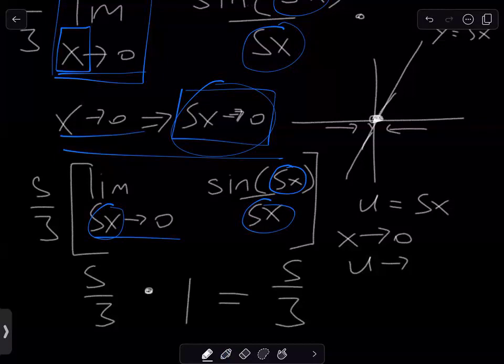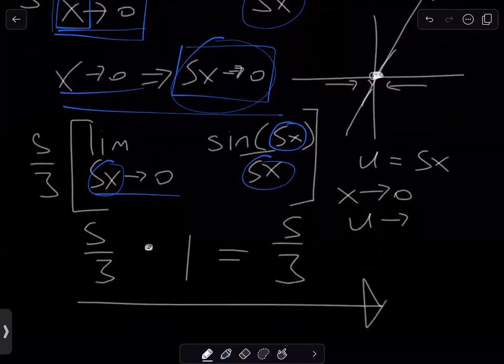Okay, obviously Bernoulli's rule is easier, but if you didn't know it and you wanted to use this method, that's how you do it. All right, let's move on to the next example.